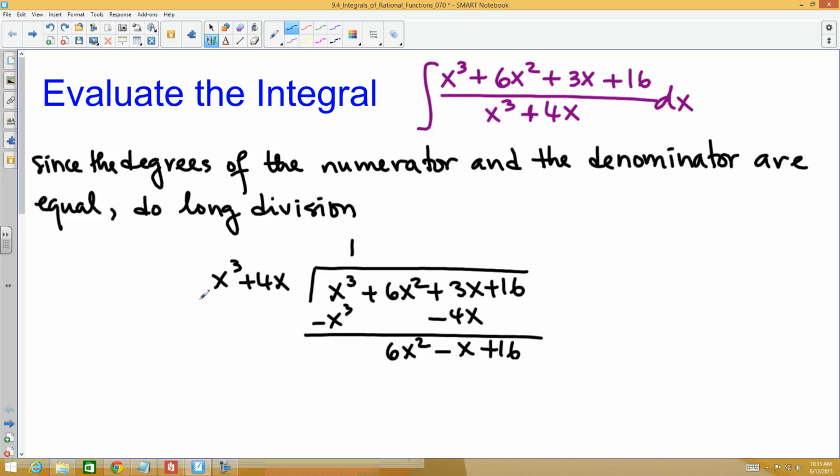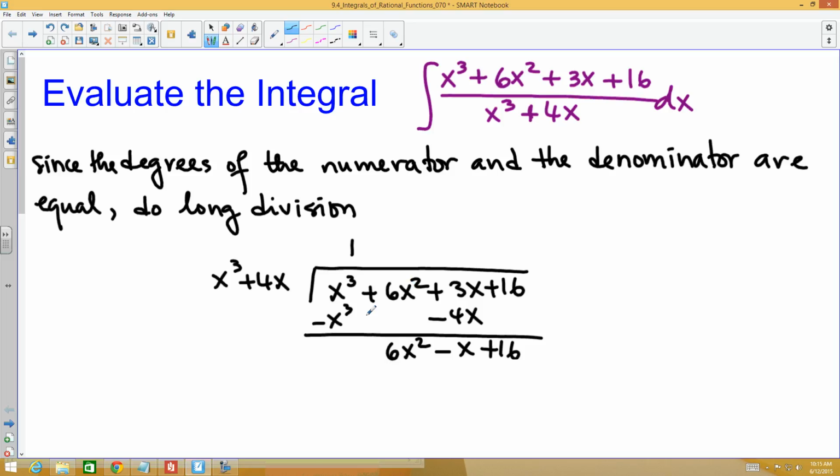The denominator we put on the left-hand side. The numerator we put inside. If you take x cubed divided by x cubed, it gives you 1. So 1 will be our first result for the division. You take 1 and multiply every term by 1, and then flip all signs: you get x cubed, and multiplying by 1, you get 4x. So align the x cubed and the term in x, flip the sign, and add. So we get negative x cubed minus 4x.